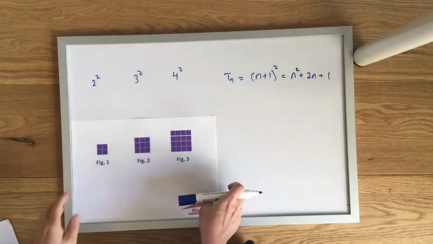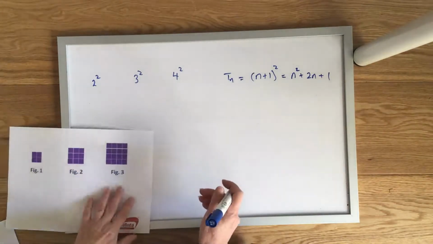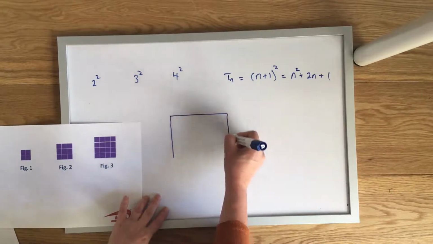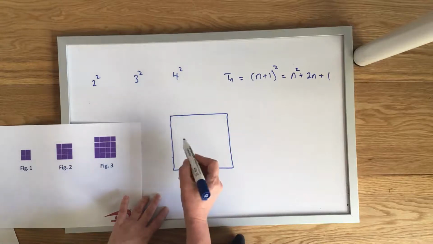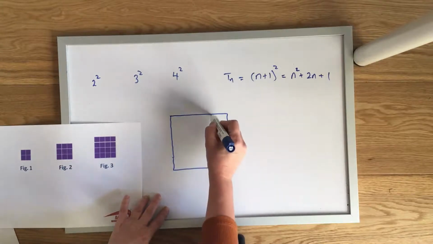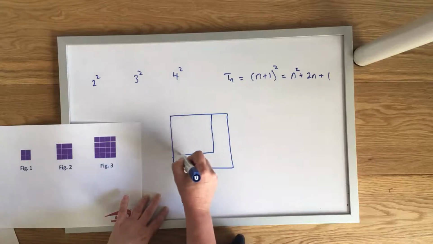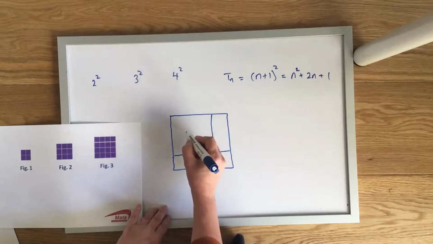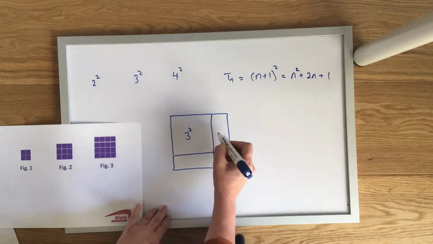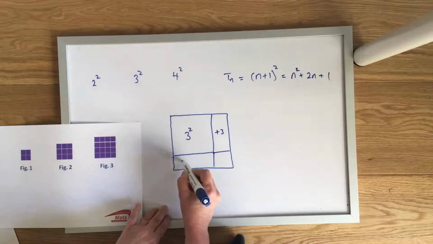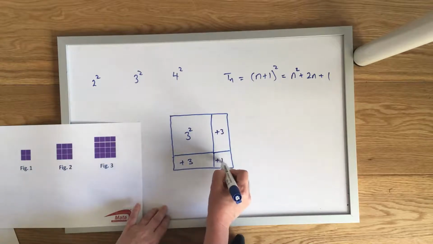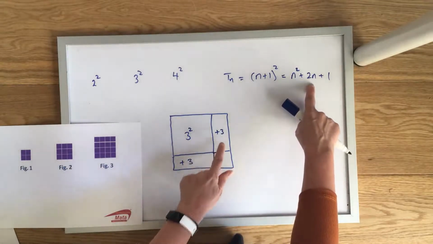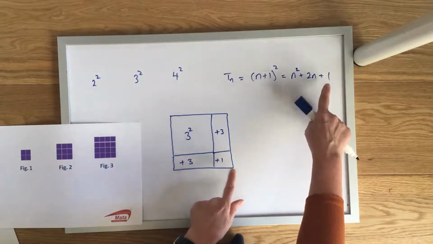If we took this pattern, let's say for instance this figure 3 here, I can break this down like this, and you should see this is a 3 square plus 3 more, plus another 3 down here, and plus 1 at the end. So I have my square, I have 2 of my term number, and I have 1 more.